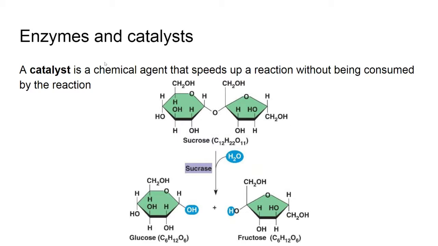So enzymes and catalysts. A catalyst is a chemical agent that speeds up a reaction without being consumed by the reaction. In this chapter, we're going to be talking about proteins as enzymes, and they are going to be catalysts. An example of this is sucrase, which is an enzyme that speeds the breaking down of sucrose into glucose and fructose.